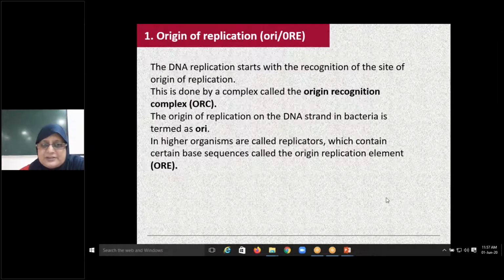So what is the origin of replication here? DNA replication starts with the recognition of the site of the origin of replication. This recognition of the site is done by a complex known as the origin recognition complex, or ORC. And the origin of replication in bacteria and in mammals varies. The origin of replication in bacteria is known as ORI, while in higher organisms they are called replicators. These replicators contain certain base sequences called the origin replication element.